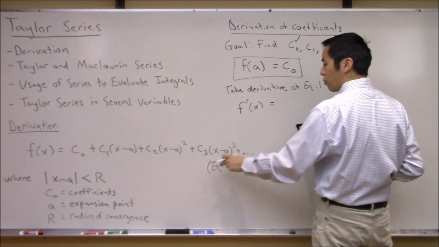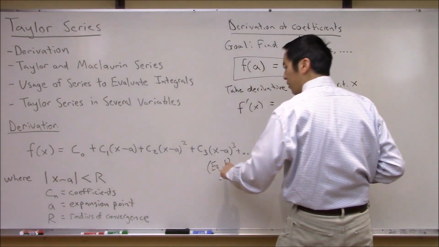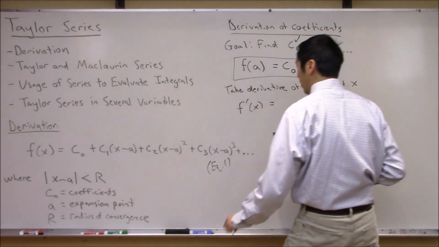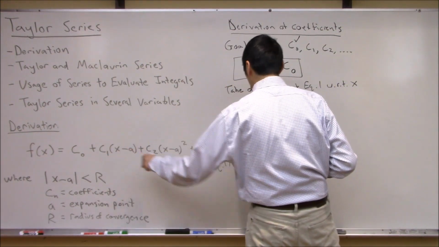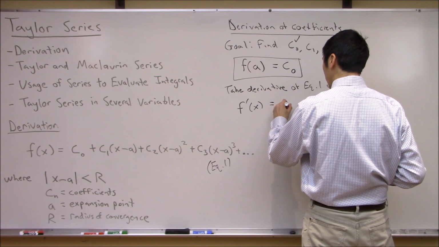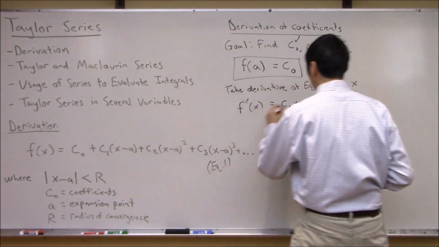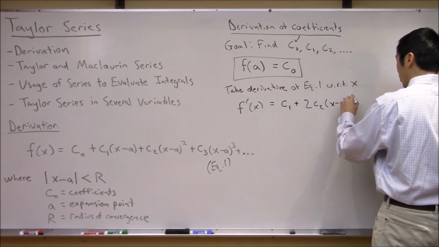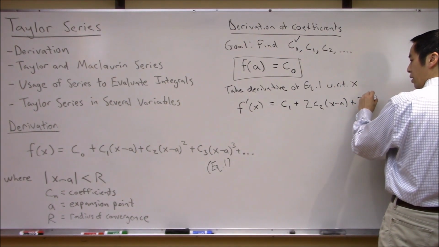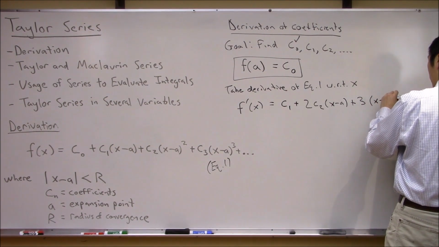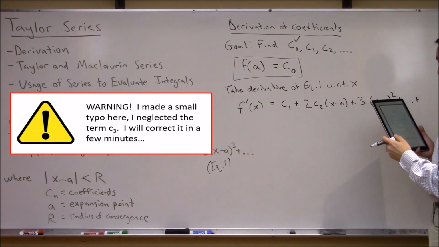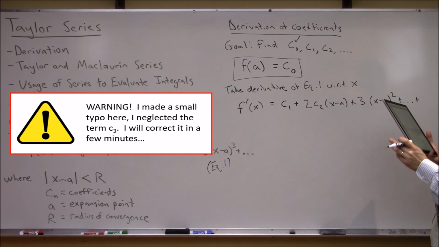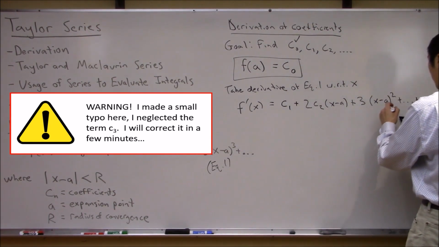So, all right, what is that? Well, let's take the derivative of the right-hand side. Notice that the C0 goes away. This here becomes C1, plus this becomes 2 times C2 times x minus a, plus 3 times C3 times x minus a squared, plus dot, dot, dot, off to infinity. Would everyone agree that's what we get? Okay. Let's call this equation 2.